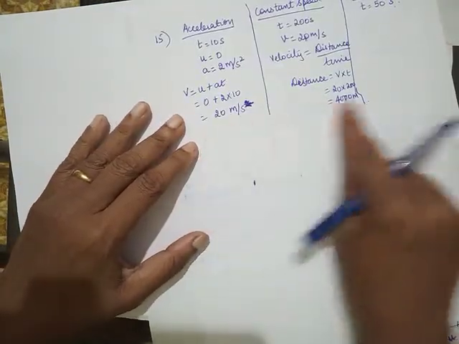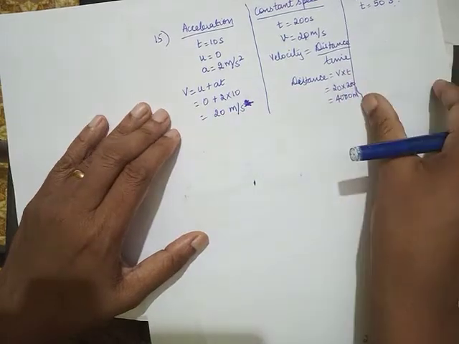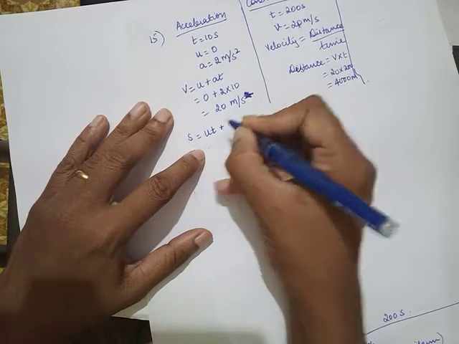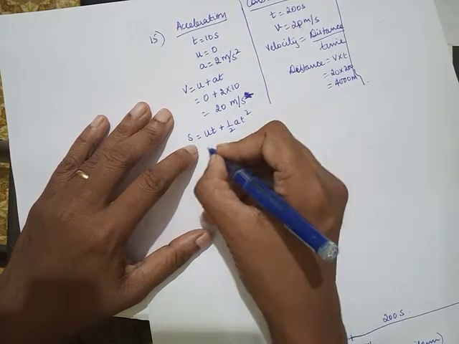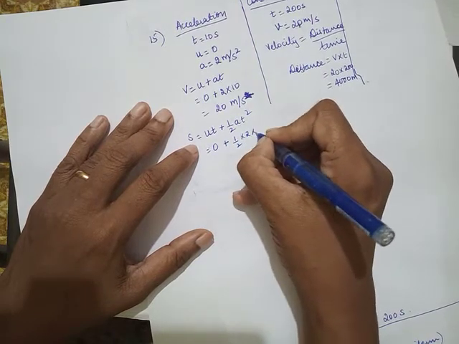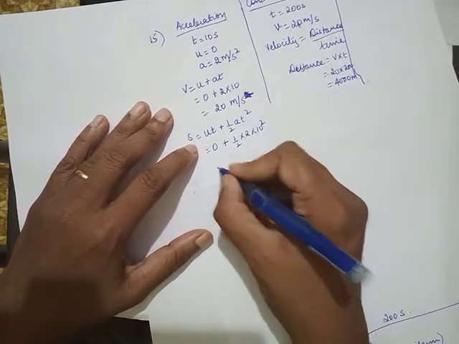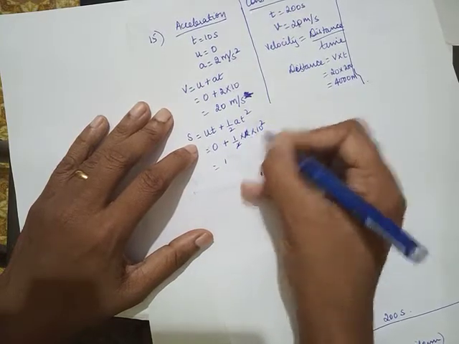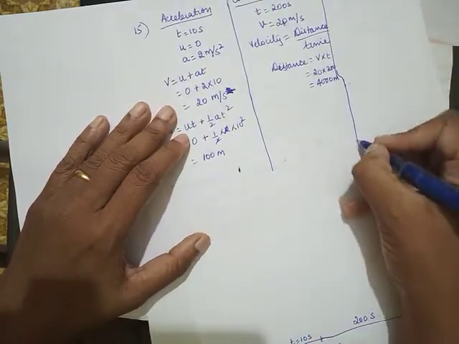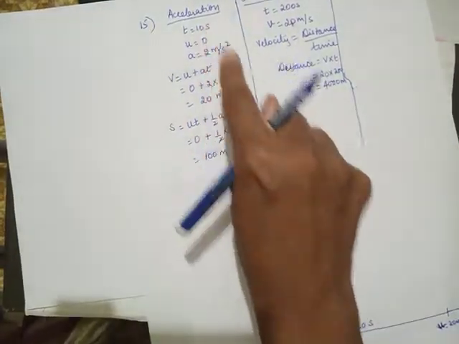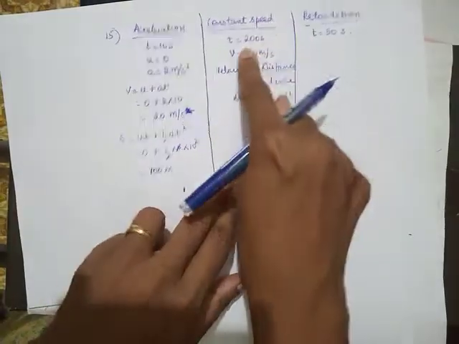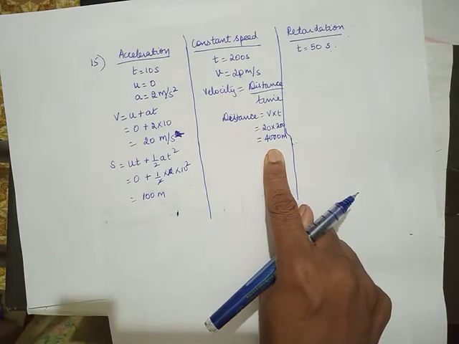We have to find the total distance traveled, which means I have to find distance in all the cases. So let me find distance here. I can use ut plus half at square. My u is 0, plus half into 2 into 10 square. So 2 and 2 will get cut. 10 square is 100 meter. So during the first 10 seconds, it has traveled a distance of 100 meter. During the next 200 seconds, it has traveled a distance of 4000 meter.